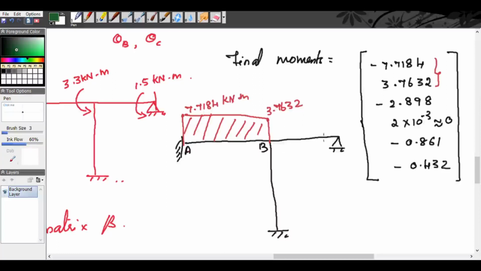Now for the span BC, these two values. So at B it is minus 2.898 anti-clockwise. So we will get it as 2.898, and at C it is approximately equal to 0. Now in the span BD, it is minus 0.861, that is anti-clockwise 0.861, and at D also it is anti-clockwise, so we get 0.432.